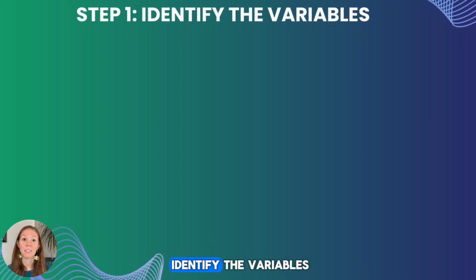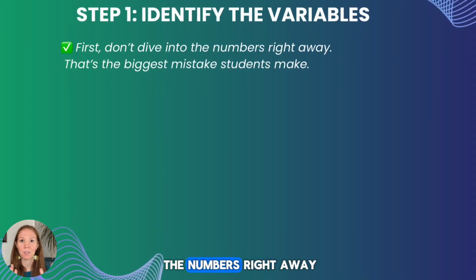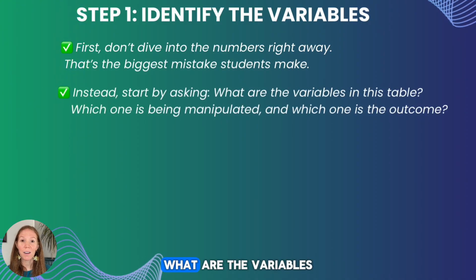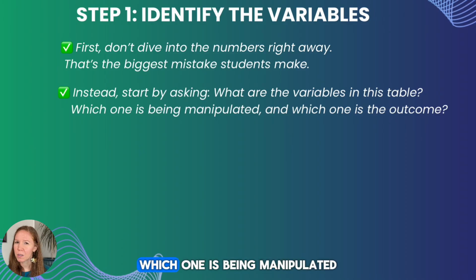First step is to identify the variables. Don't dive straight into the numbers right away. That's one of the biggest mistakes students make. Instead, start by asking, what are the variables in this table? Which one is being manipulated? Which one's being measured? What is the outcome?